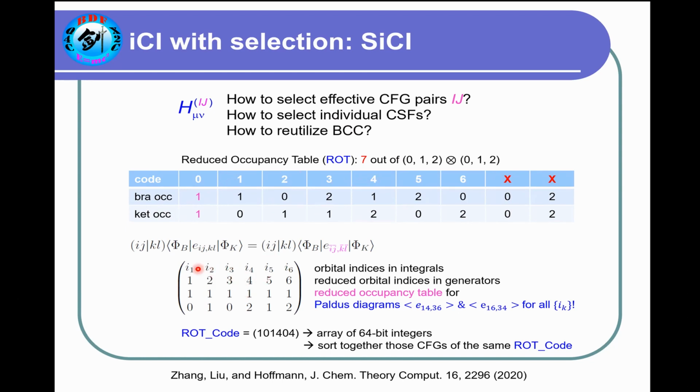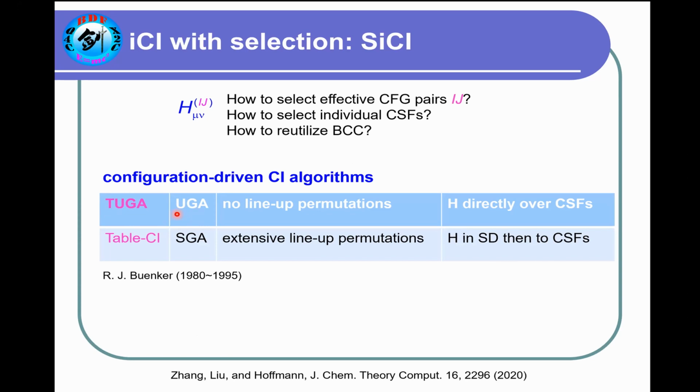Then for all the integrals, if they share the same code sequence, they share the same coefficient. So this basic coefficient can be reused for many two-electron integrals. We call this approach the tabulated unitary group approach. I'm sure some of you have heard about the table CI approach. Actually, table CI is more akin to a symmetric group approach, so it involves extensive permutations, but we have no permutation at all.